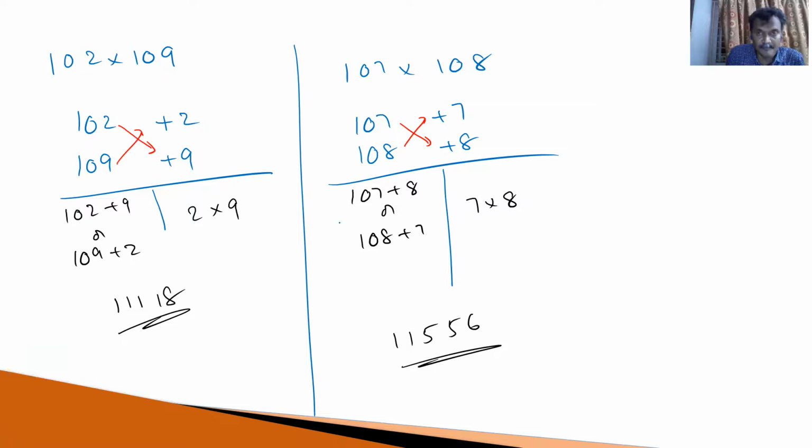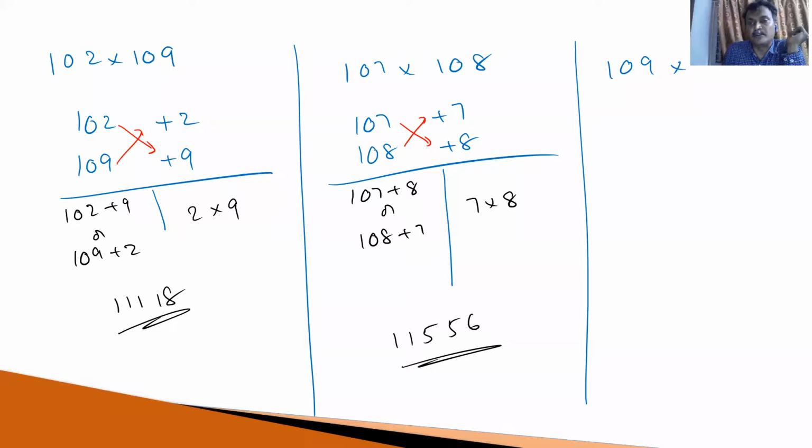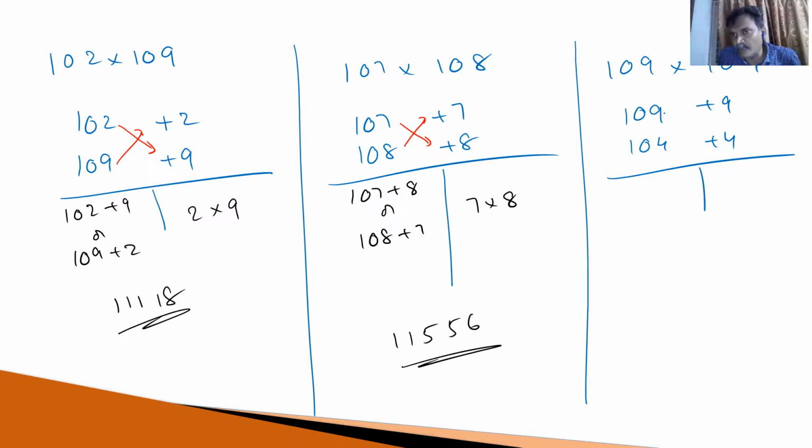Okay. One more example. Suppose 109 into 104. What is 109 plus 9? What is 104 plus 4? Now the answer will be two parts here. Either 109 plus 4 or 104 plus 9. Whatever it is, both are the same. 109 plus 4. And what is the right hand side? The product of these two numbers. Okay. So this is 113, and 9 times 4 is 36, which is the required answer.